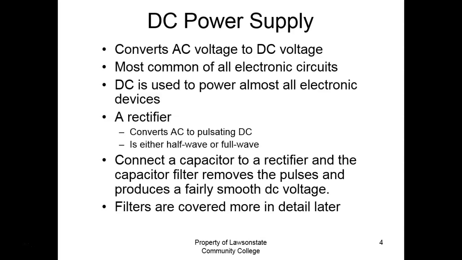Unregulated DC power supplies means the output voltage would literally drop when you load it down. And when you unload it, it would go up. Once we filter that out, we're going to end up with unregulated DC. The rectifier and capacitor filter removes the pulses and produces a fairly smooth DC. So unregulated goes down when loaded, but once you disconnect it, it goes back.